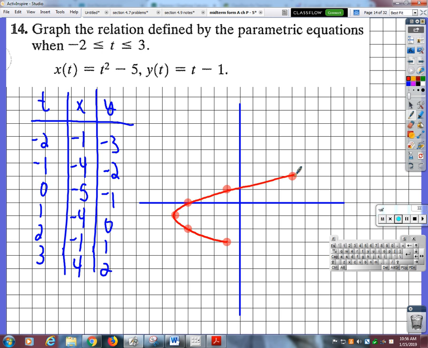Like that. A little sideways parabola. Okay?